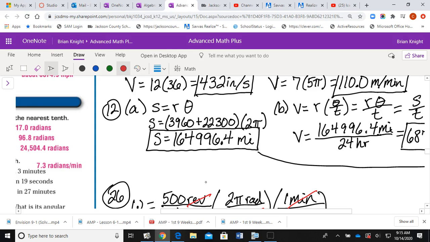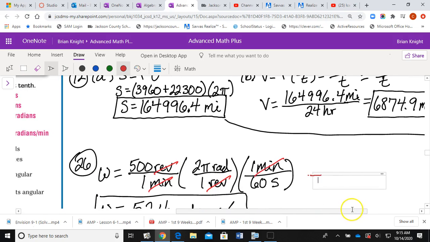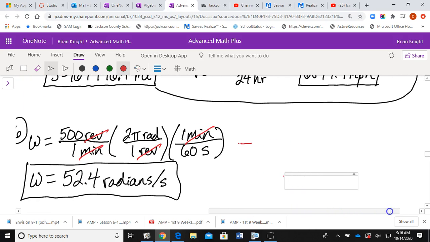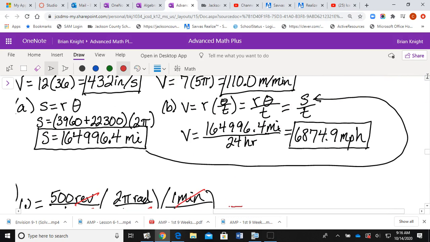Okay. Over here, I take my S and I plug it in because part B says what is the satellite's linear velocity in miles per hour. So I take how far it went in miles, divide it by how long did it take it to go around one time? 24 hours. And I get, can't grab it. Come on. It won't let me grab it. There it goes. 6,874.9 miles per hour. Per hour, whatever. You know, you get what I'm saying.